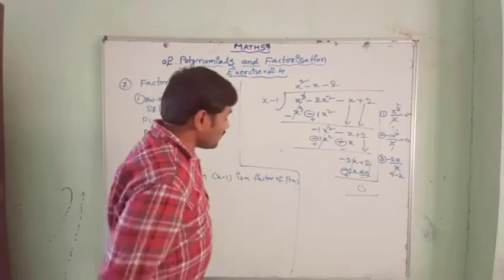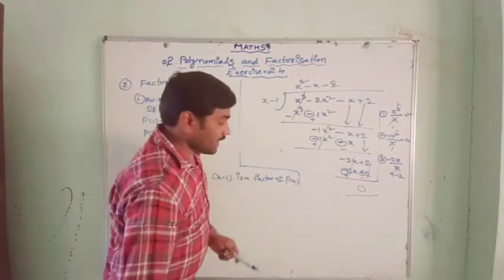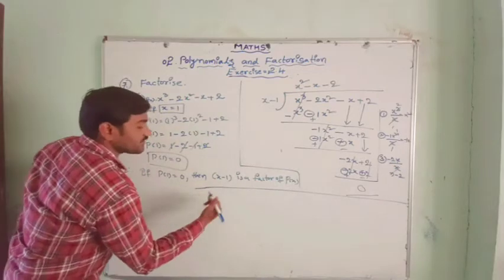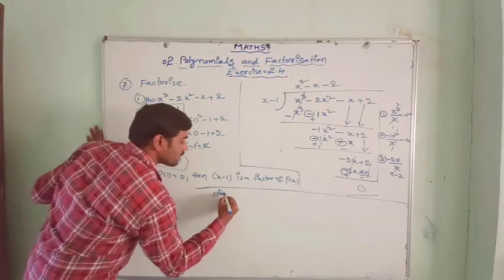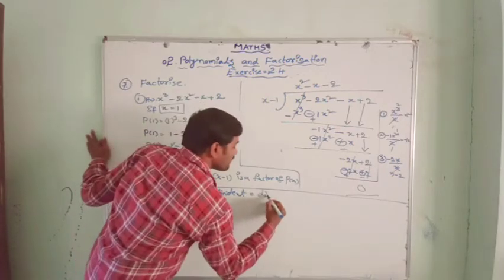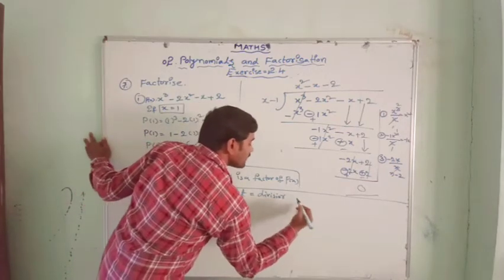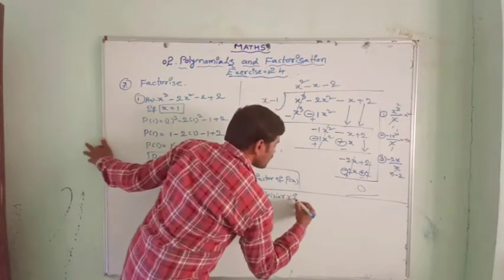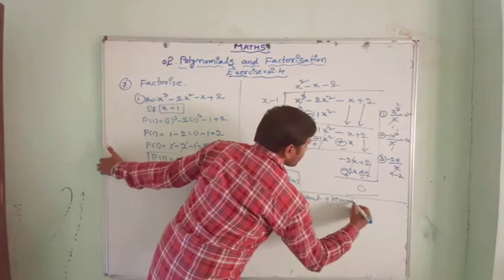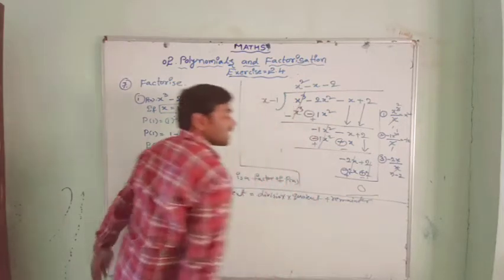So by that rule, here I can write now, dividend equal to divisor into quotient plus remainder. This is the division algorithm formula.